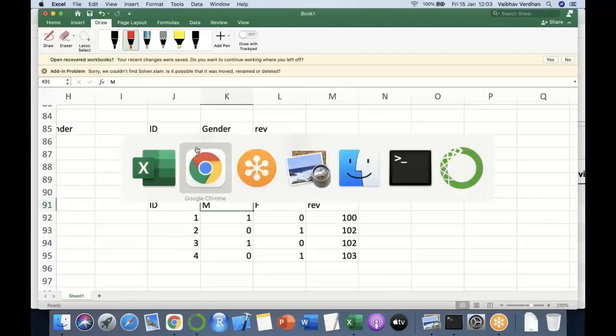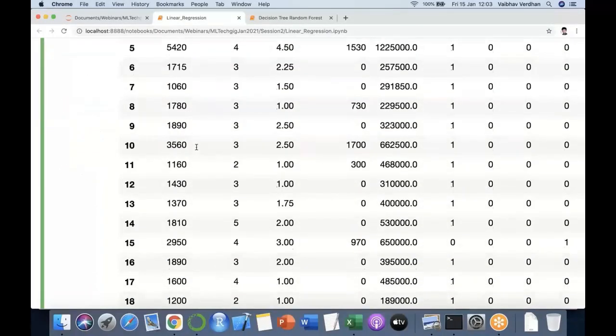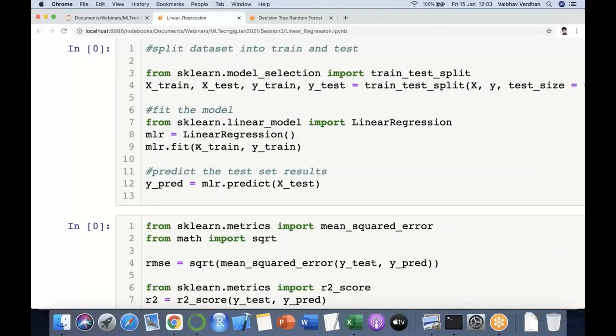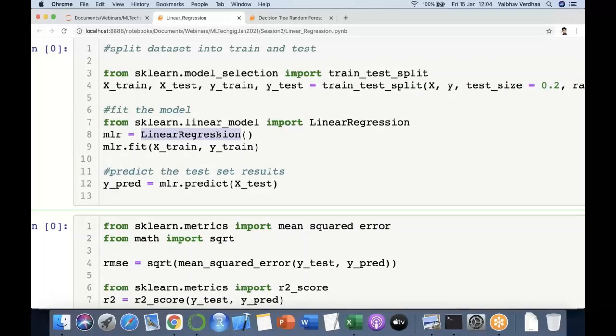So this is what we are doing over here in this example also. Long story short, again I split my data into training and testing, and over here again I invoked my linear regression model. Now let's spend some time over here.